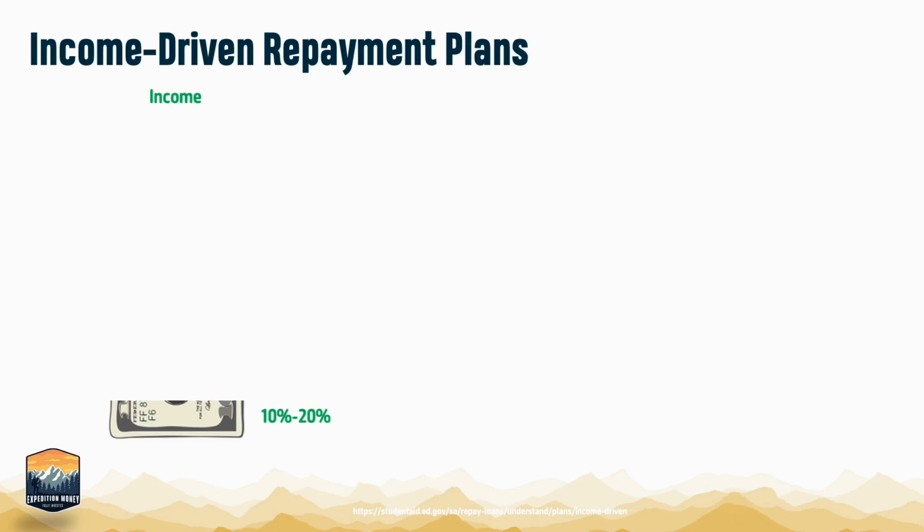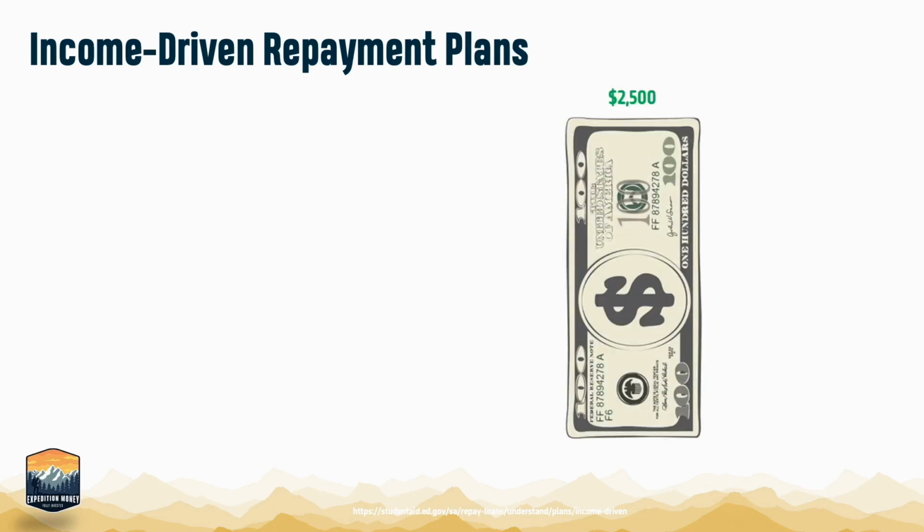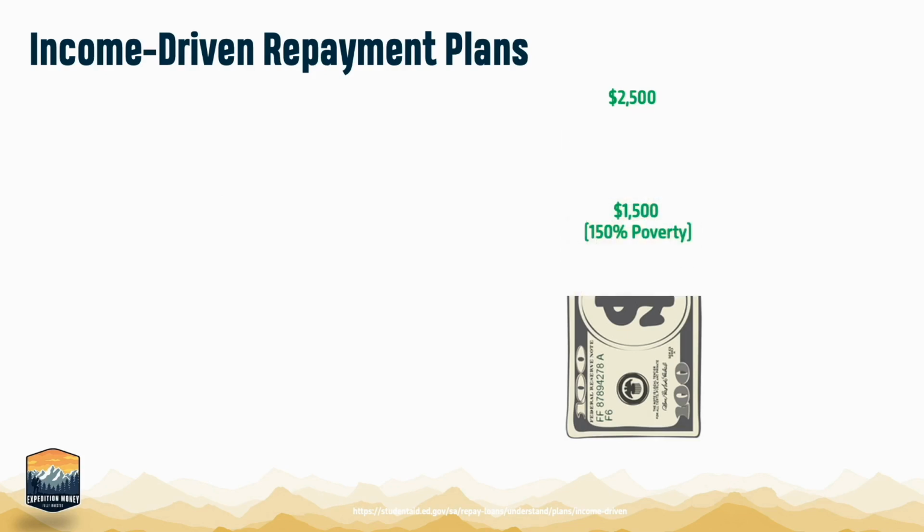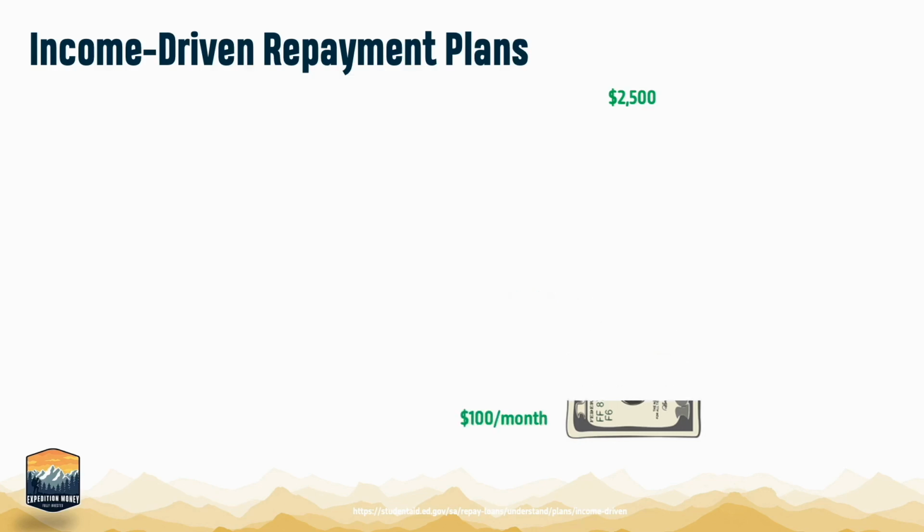Let's look at an example. Let's say you make $30,000 a year, which is $2,500 per month. For a single person, they would deduct $1,500, which is 150% of the poverty level income for that situation. This would leave you with $1,000 of discretionary income per month. The student loan payment, often 10%, would then be $100 per month. This type of plan is designed to make the payment affordable regardless of how much you earn.